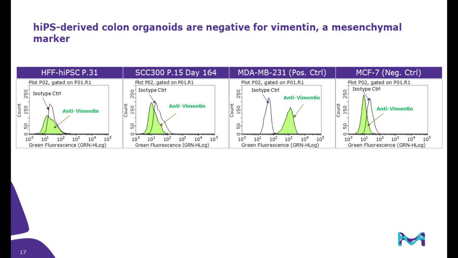We get asked often whether our iPS-derived colon organoids express vimentin, which is a mesenchymal cell marker. We tested for the expression of vimentin by flow cytometry using our human iPS cells and MCF7 cells as negative controls, and MDA-MB-231 as positive control. Results show that our iPS-derived colon organoids are negative for vimentin.